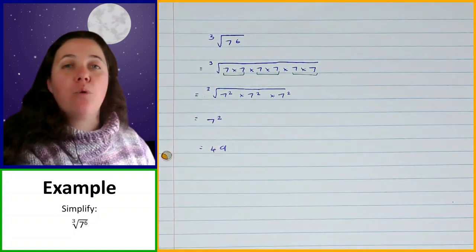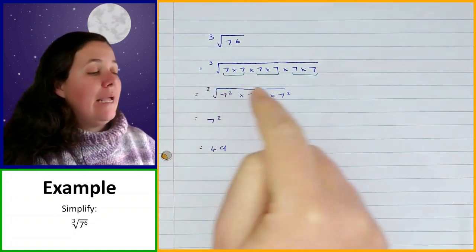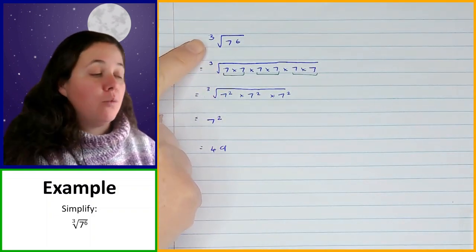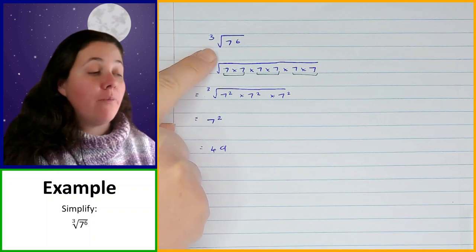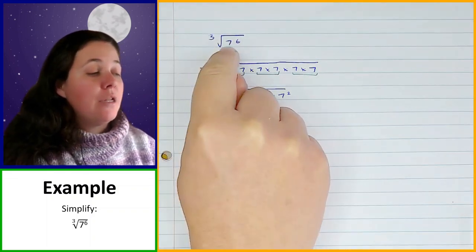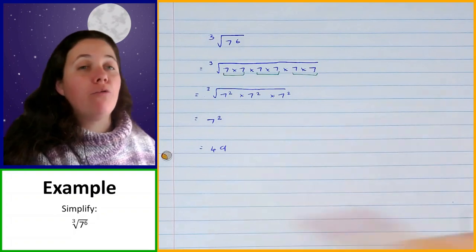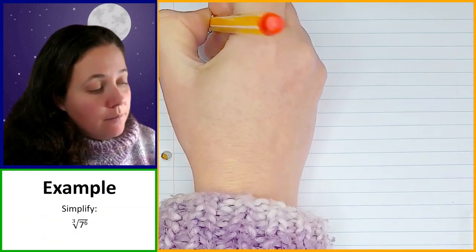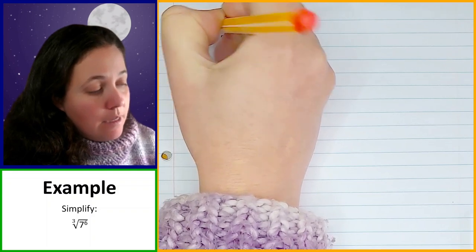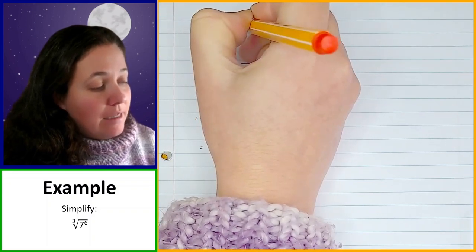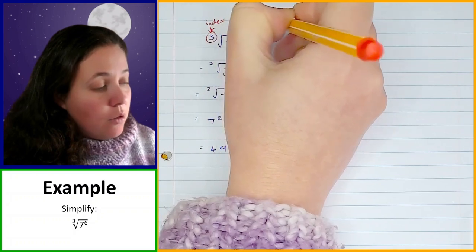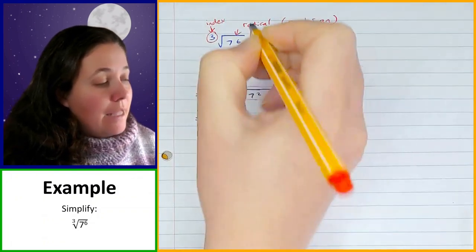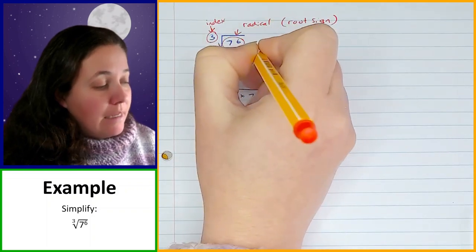Okay, so let's have a look at what actually happened over here. When I was finding the cube root, this number 3 over here is, like I said, the index of my radical, which is the root sign. The number inside here is what we call the radicand. So this is my index of the radical. This sign over here is the radical, or the root sign, and this over here is my radicand.